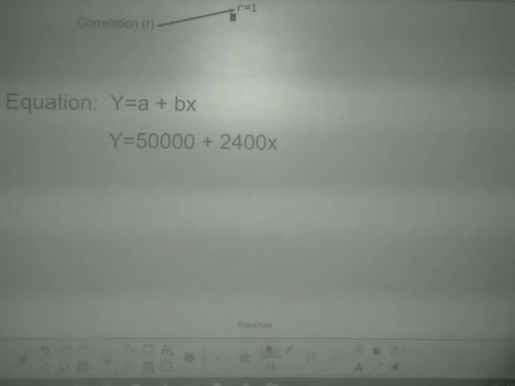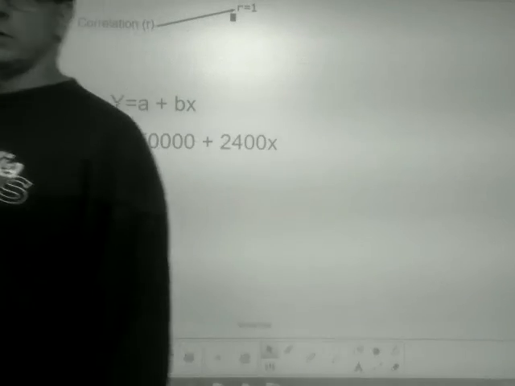And that's how you get the equation from your calculator. And that's what we're going to open with here for Chapter 7.